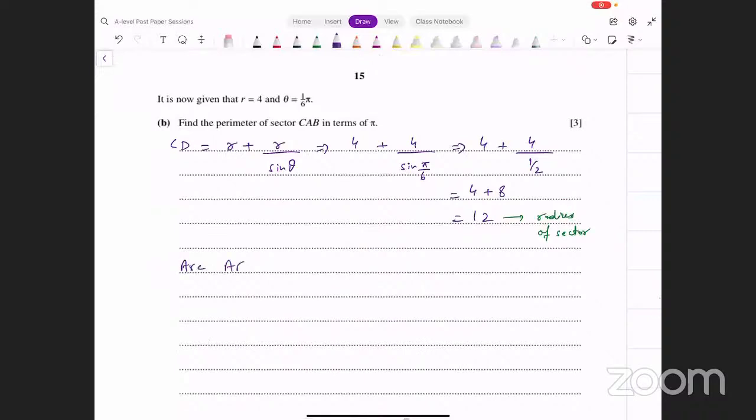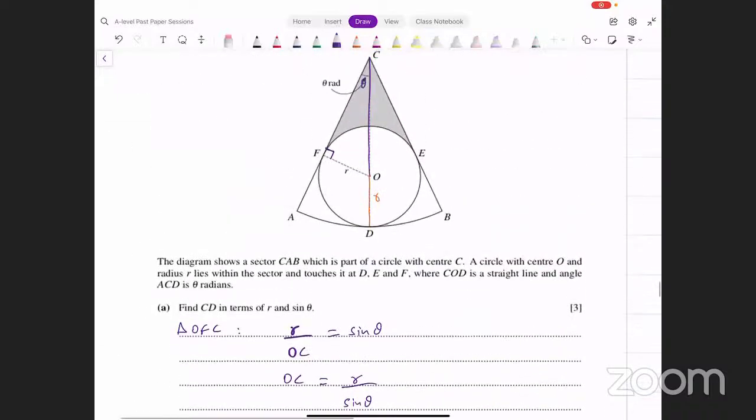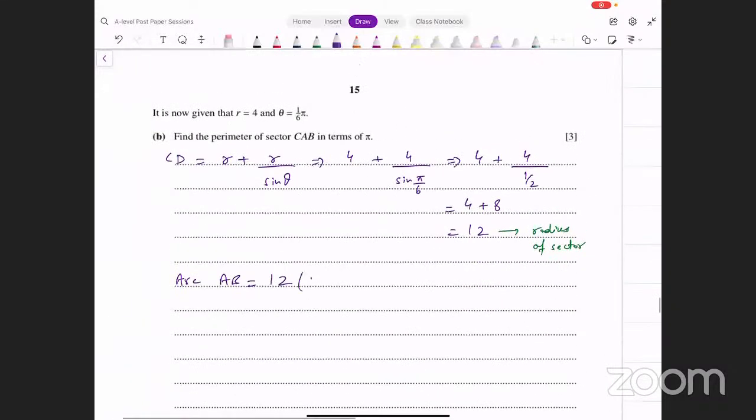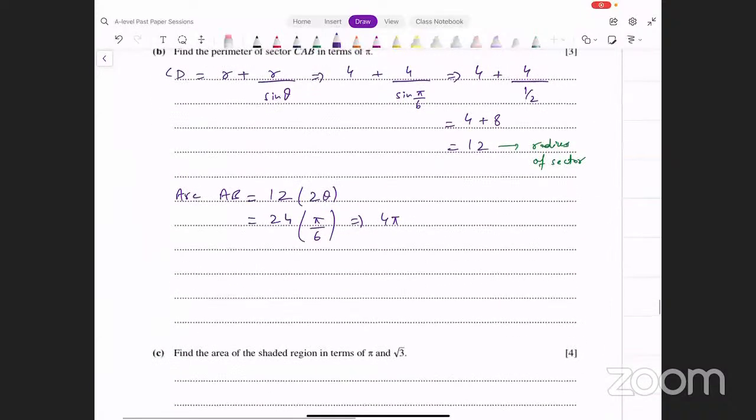Arc AB. Arc length का formula क्या होता है? S equals R theta. So radius times the angle. Radius कितना है? 12. Angle कितना है? Theta was half the angle. पूरा angle कितना होएगा? ये पूरा angle, it's going to be 2 times theta. So 12 into 2 times theta. That's 24 times theta. Theta की value क्या है? It's pi over 6. And that gives us 4 pi. That's the arc length AB.